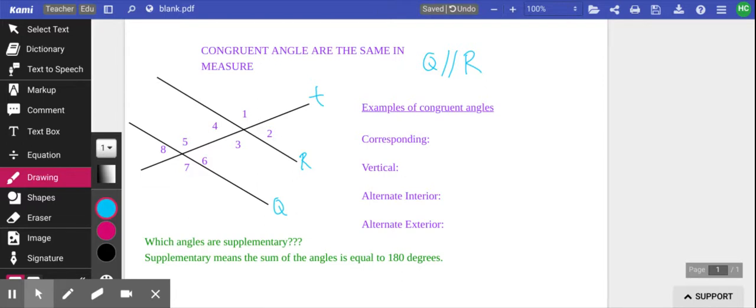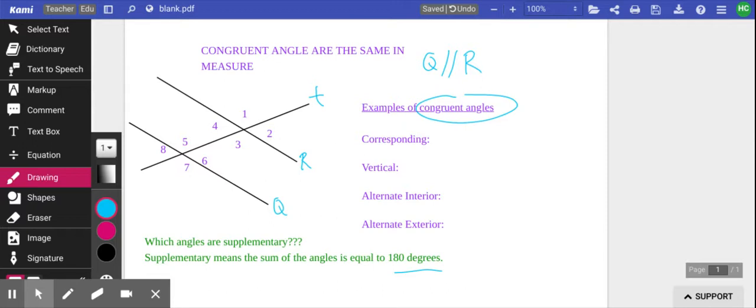So 4 of these angles are congruent to each other, and the other 4 angles should add up to 180 degrees. It's pretty easy to figure out which ones are congruent. You guys had no trouble with that. But the main thing is knowing what they should be called. So here are the names of congruent angles.